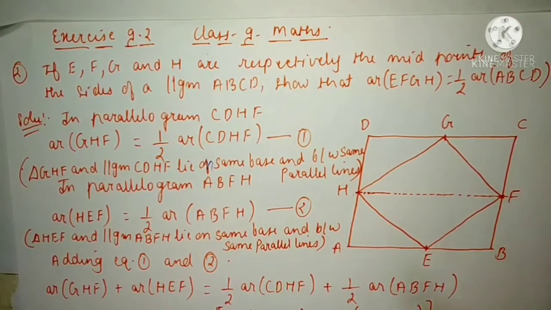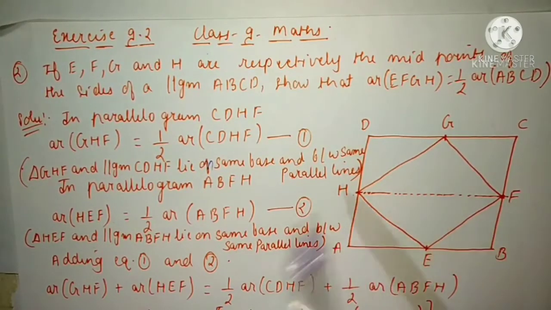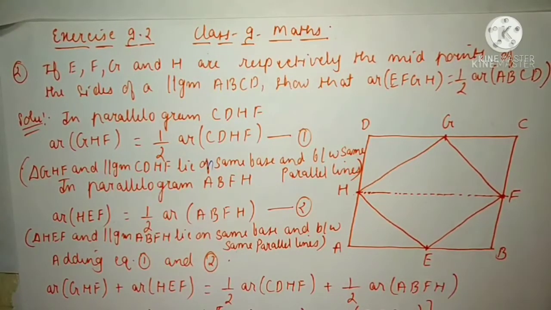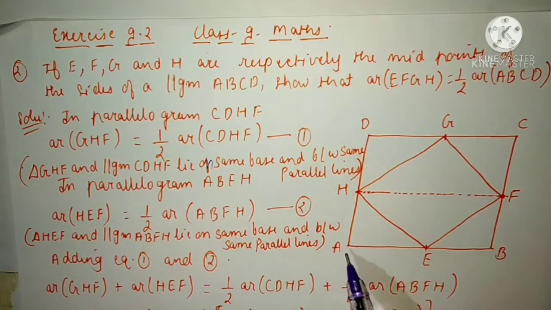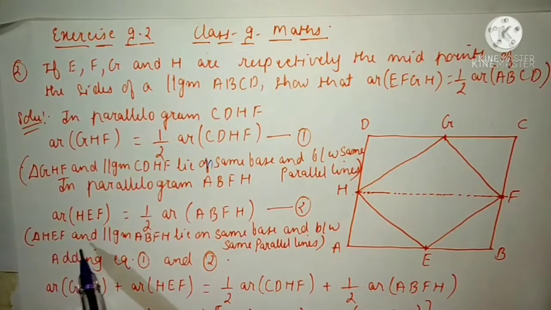HEF. Okay, and the base of this triangle HF is the same as that of this parallelogram and is between these two parallel lines also. So in this also we can write area of triangle HEF is equal to half of area of parallelogram ABFH. Okay, name this as equation number 2, and the reason will be the same. Triangle HEF and parallelogram ABFH lie on the same base and between the same parallel lines.